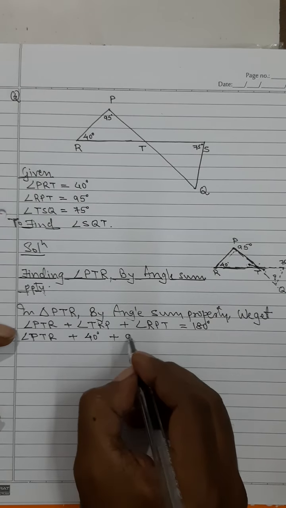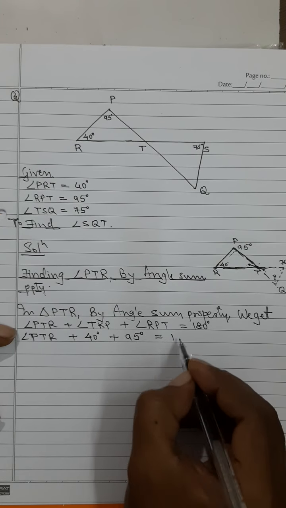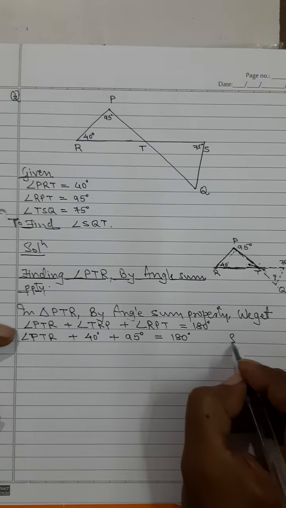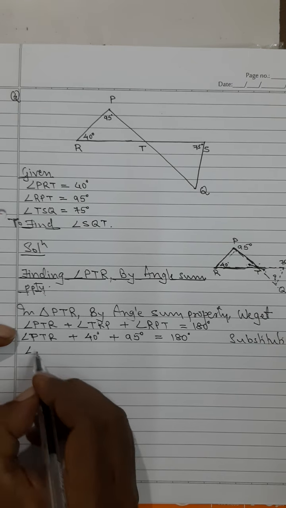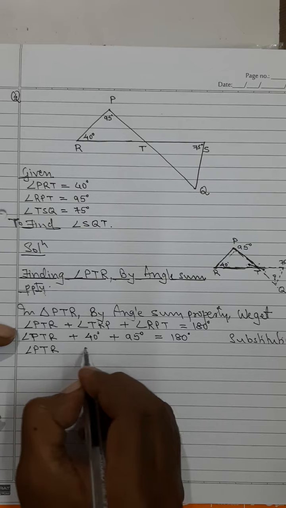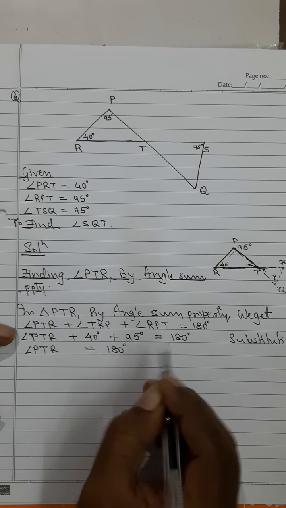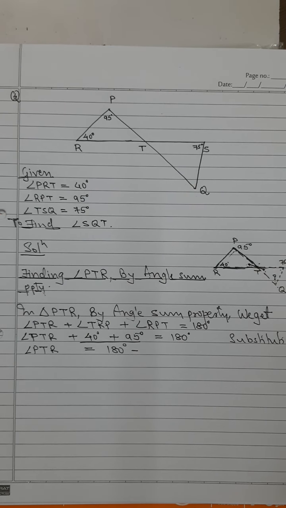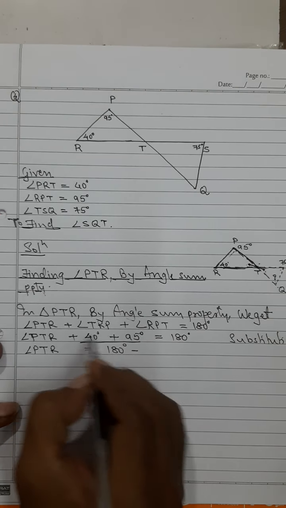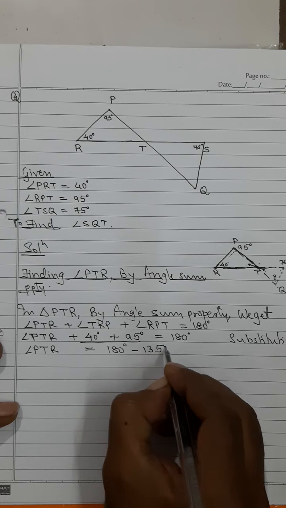I know angle RPT plus angle PTR plus 95 degrees is equal to 180 degrees. This is substitution. So I get angle PTR is equal to 180 degrees, and this I am going to add and shift over here, it will become minus. 95 plus 40 will give me 135 degrees.